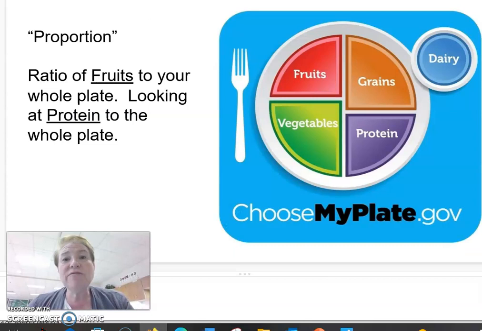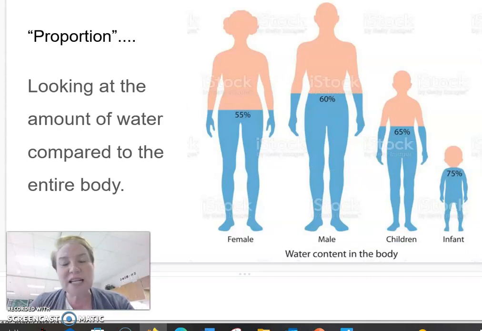Okay, here we're looking at food, and this is more what I think of with proportion. I think of portion size. If I look at my plate, a large portion of it, or proportion, should be vegetables. More vegetables than anything else on my plate. Okay, here we're looking at percentage of water in your body, and I thought this was interesting. Depending on whether you are more female or male or a child or an adult, you have different proportions of water. Okay, here's 60% made of water compared to the whole body.